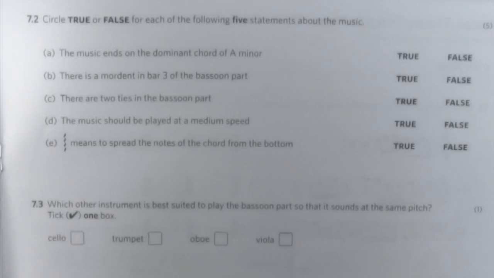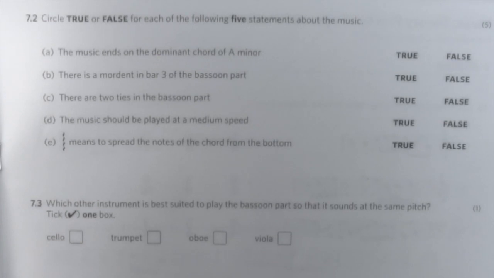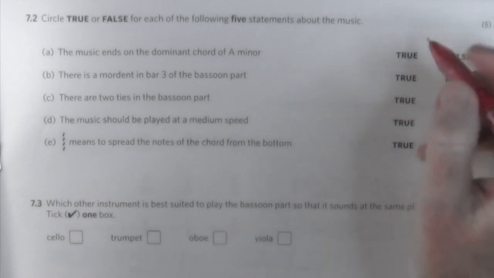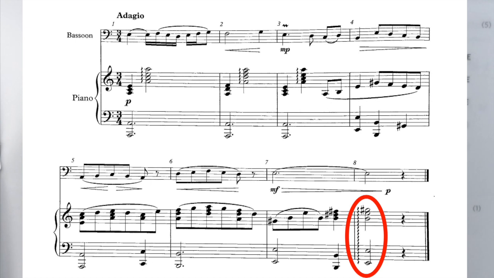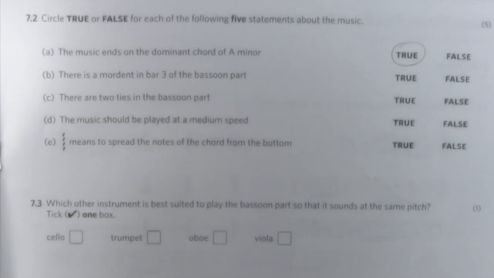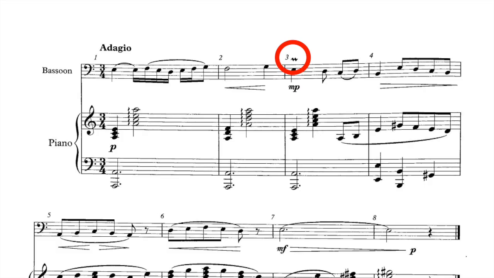Okie dokie, in this exercise we need to circle true or false for each of the 5 statements. The music ends on the dominant chord of A minor, and this is correct because we have all the notes of the dominant. We have Mi, we have B, we have so sharp. Perfect. With the dominant, with the leading note as well raised. So perfect. There is a mordant in bar 3 of the bassoon part, and that is a mordant, yes.